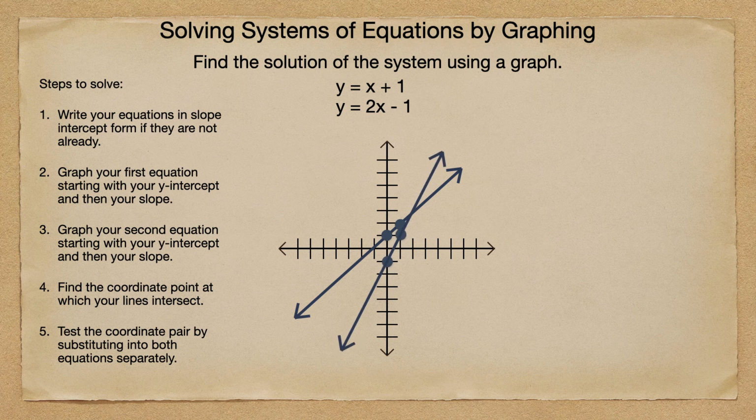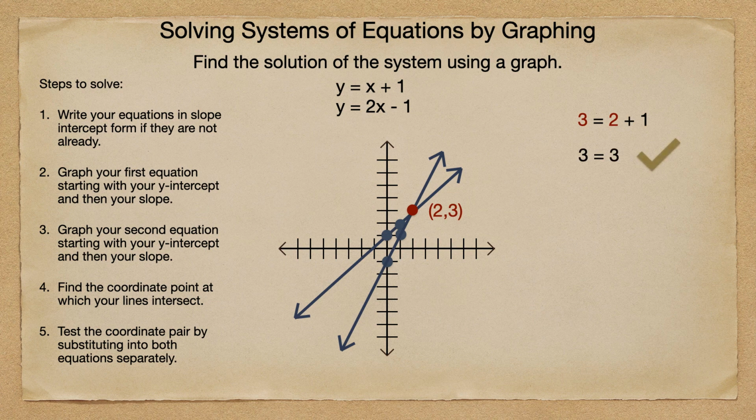We want to see where these lines intersect. We see that they intersect at roughly 2, 3. We then test this coordinate pair by substituting into both equations separately. So y equals x plus 1 becomes 3 equals 2 plus 1. Simplify the 2 plus 1 to 3, and we see that this does check out.